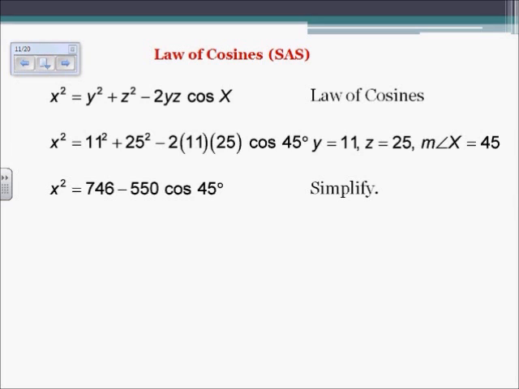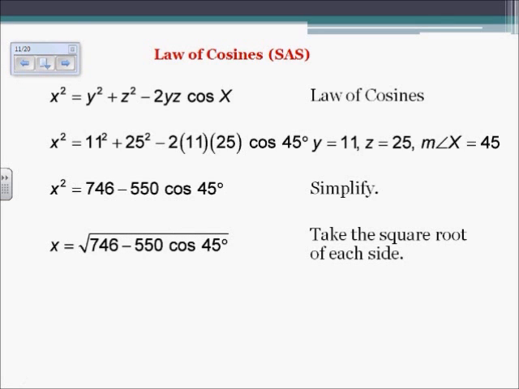11 squared plus 25 squared is going to be 746, minus 2 times 11 times 25 is 550, and the cosine of 45. Then we can just type that in exactly as is in our calculator, and then we just need to square root it as well at the end. So we'll square root the whole thing, and we'll simplify and get our answer, which is approximately 18.9.